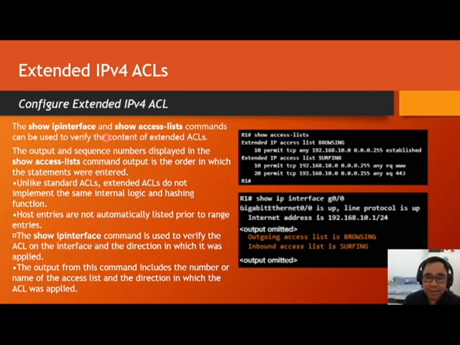So the show ip interface and the show access-lists commands can be used to verify the content of extended ACLs. The output and sequence number displayed in the show access-lists command output is the order in which the statements were entered. Unlike a standard ACL, extended ACLs do not implement the same internal logic and hashing functions. So host entries are not automatically listed prior to the range entries. The show ip interface command is used to verify the ACL on the interface and the direction in which it is applied. The output from this command includes the number or the name of the access list and the direction in which the ACL was applied.